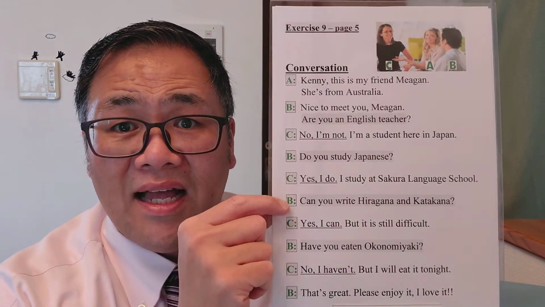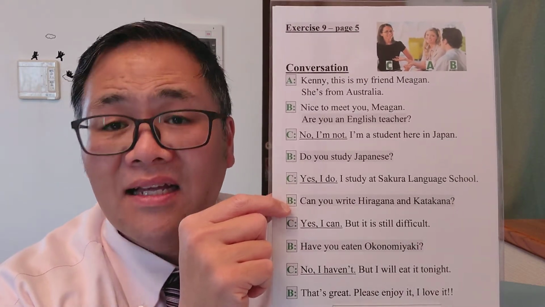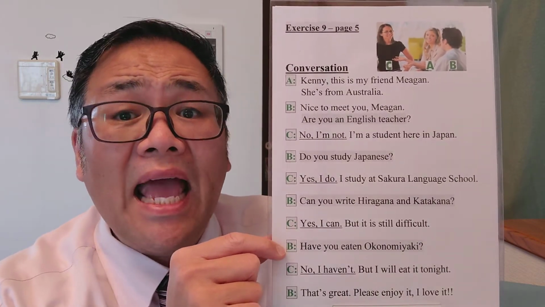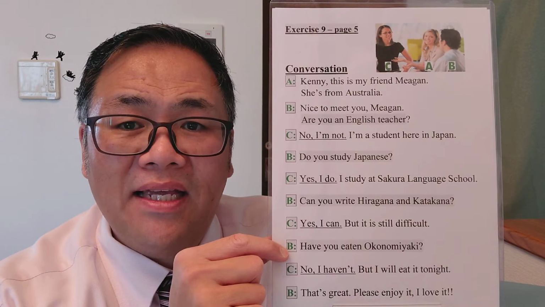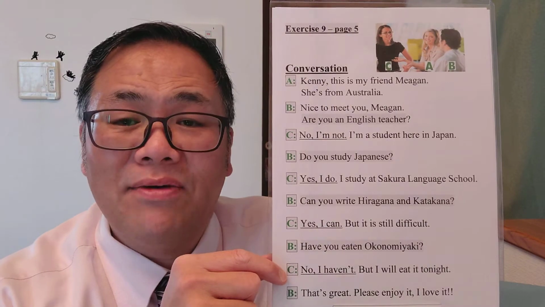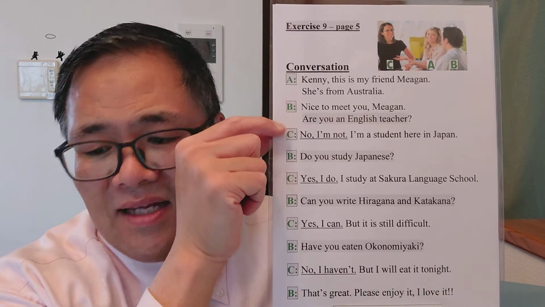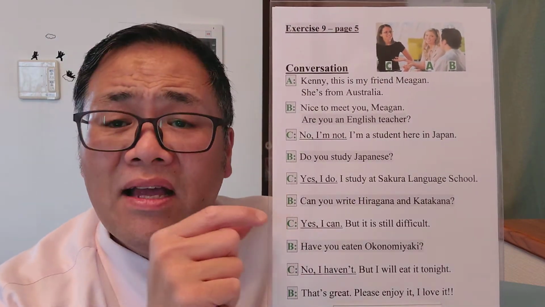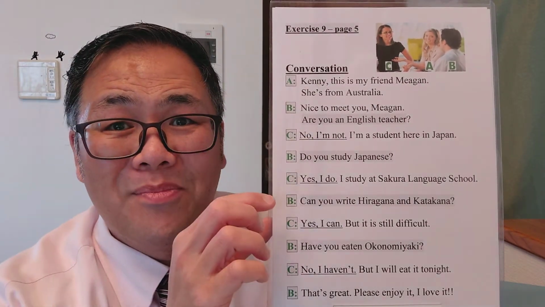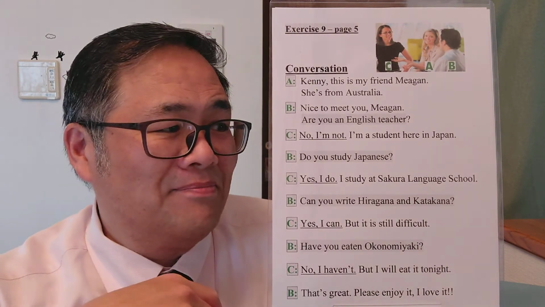And the next question, can you write hiragana and katakana? And the answer, yes, I can, but it is still difficult. And the final question, have you eaten okonomiyaki? And the answer, no, I haven't, but I'll eat it tonight. So this is just a review of those 4 yes and no questions: are, do, can, and have. And remember, your reply should be yes or no following the form of the question. That's an example of yes and no questions in a conversation.